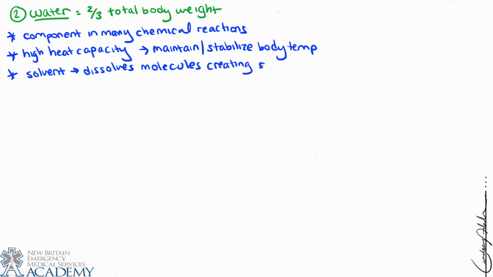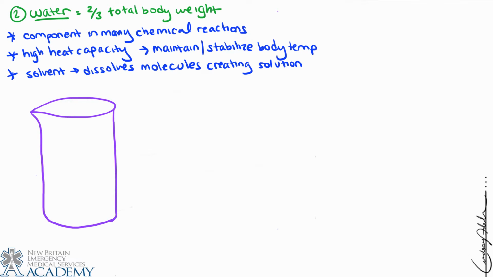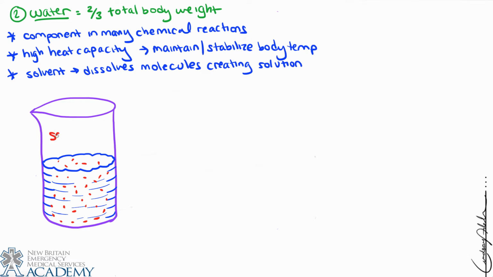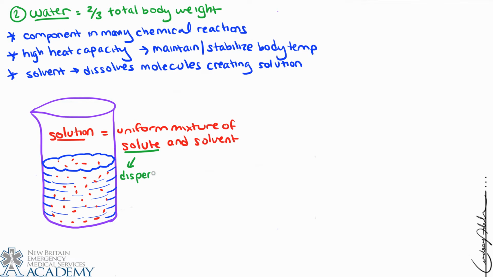So I want to take a few moments to expand on the idea of a solvent and talk a little bit about solutions. We'll just draw a glass beaker, and in the glass beaker we'll have some water, and then, for the sake of the example, say that we're going to dissolve some salt particles in the water. So a solution is a uniform mixture of solute and solvent. Solute is basically the dispersed or dissolved particles. In this case, it's going to be the salt molecules. So it's actually going to be sodium ions and chloride ions, and we're going to get into that in a moment. And the solvent is the medium in which the atoms or ions or molecules are dissolved.